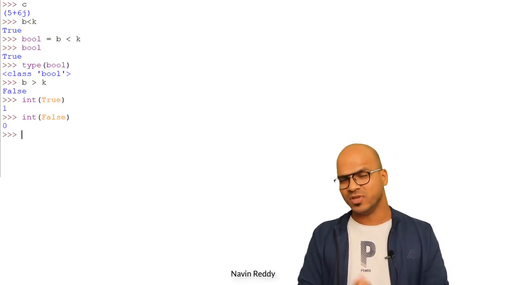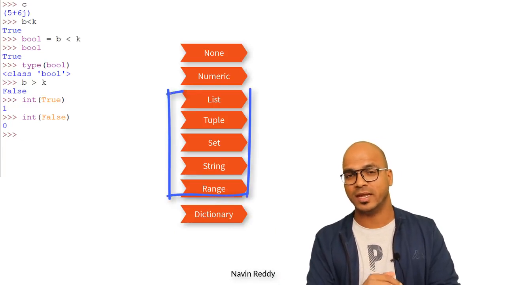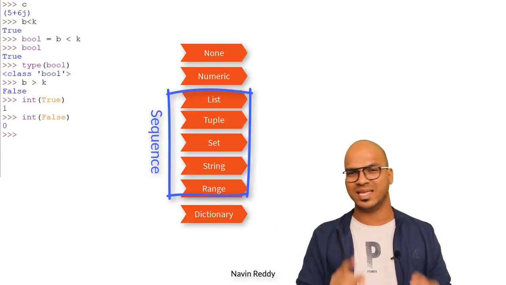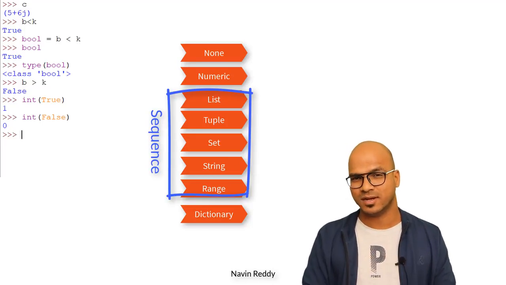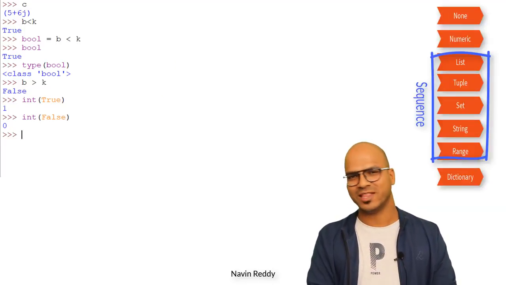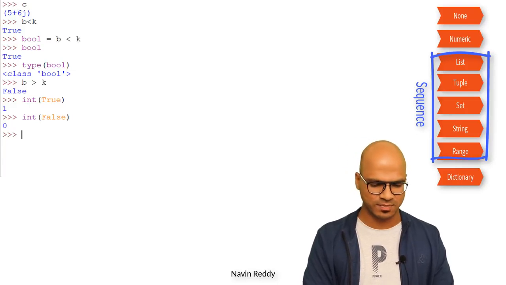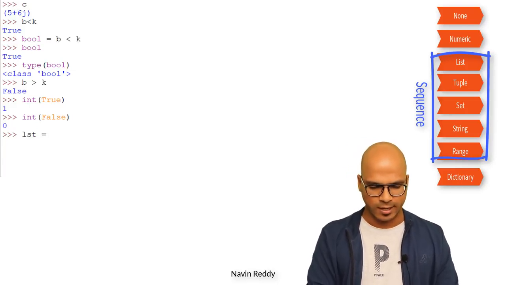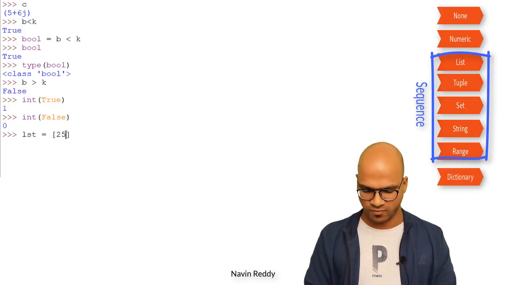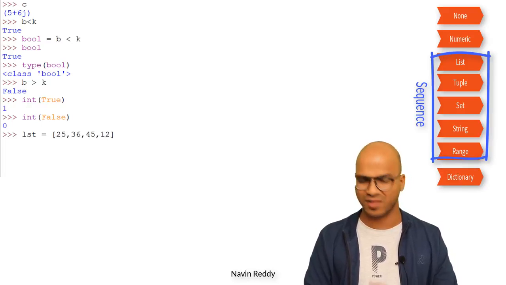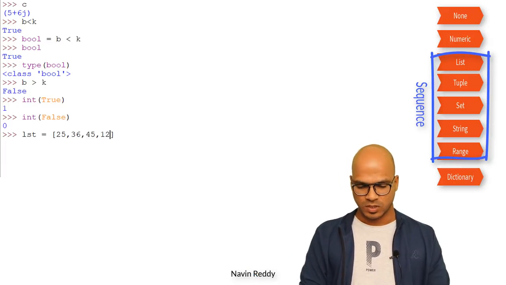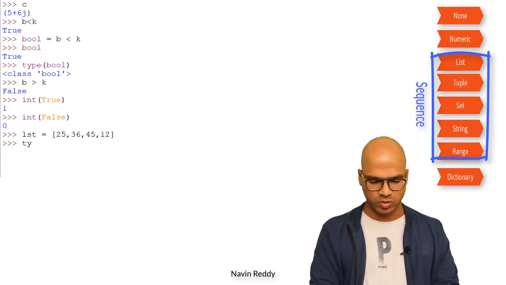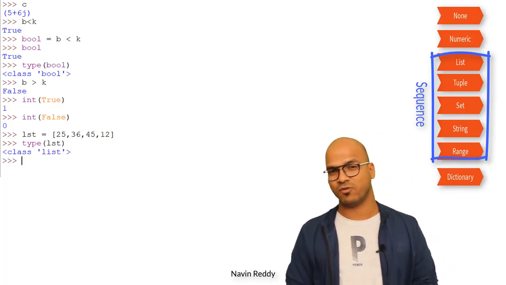The next type we have is, in fact, we have discussed those names, right? Those things come under sequence. When you say list, range, set, tuple, those things come under sequence. Now we have worked with list before, right? So how do we define a list? It's very simple. You will say lst equal to, and you can define a list here. So I can say 25, 36, 45, 12. Any number, any format, doesn't matter. You can take string as well. So this is how you work with list. And how do we know the type of it? You will say type of lst, and you can see it says it is of type list.